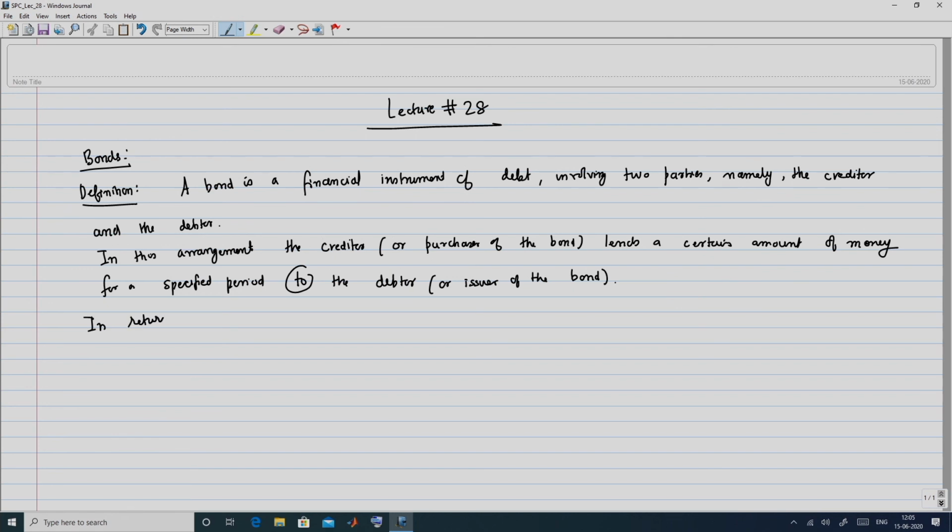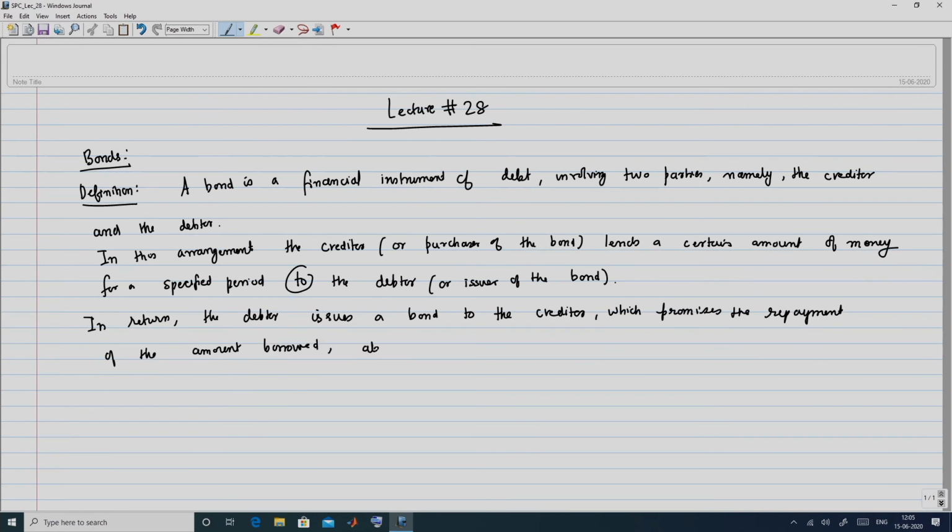and in return the debtor issues a bond to the creditor which promises the repayment of the amount borrowed from the creditor along with additional payment known as interest.